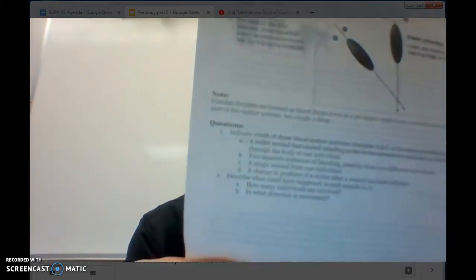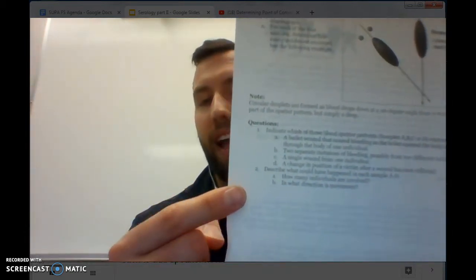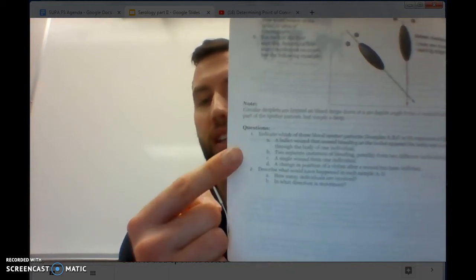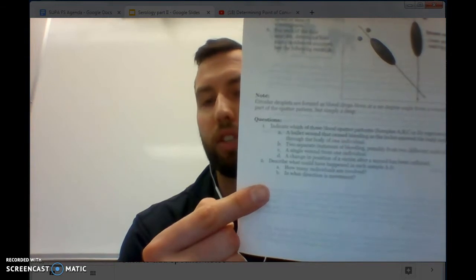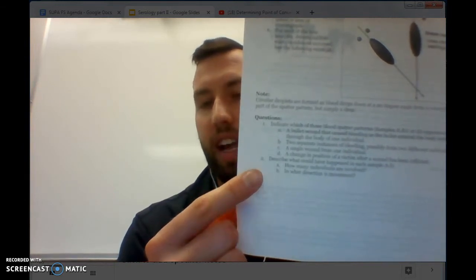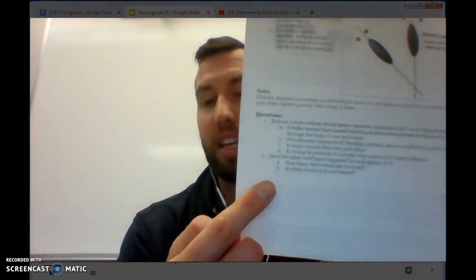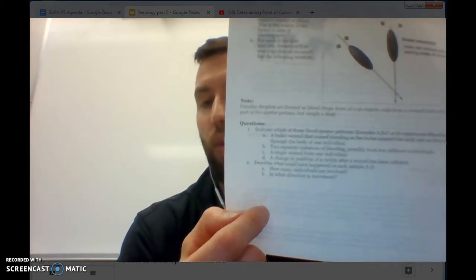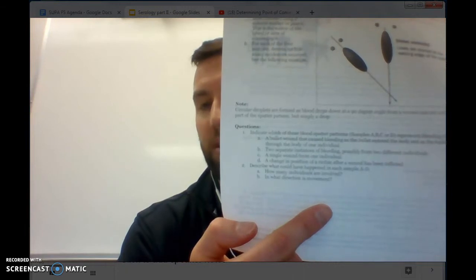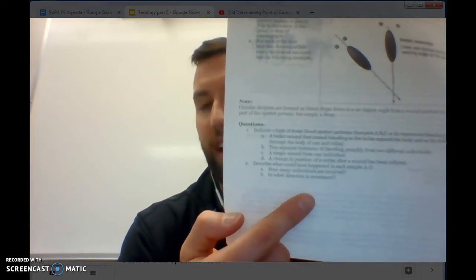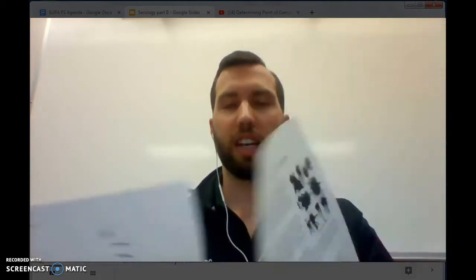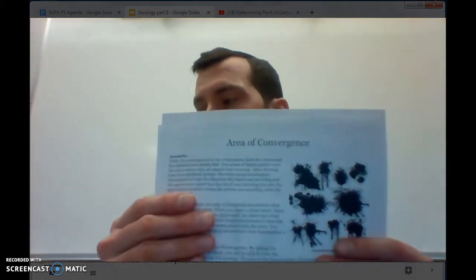Then here on this page, you're going to need to use that evidence to match it to the scenario. And then you've got a couple questions here. The question asks you in each sample, how many individuals are involved? Is there more than one? And what direction was their movement? Was it straight down? Was it in one direction? That's what this first activity is going to ask you to do. That's the area of convergence.